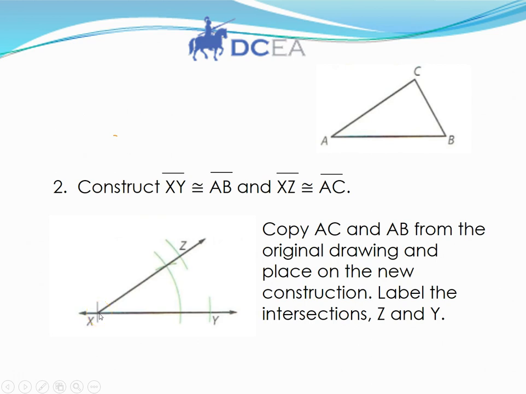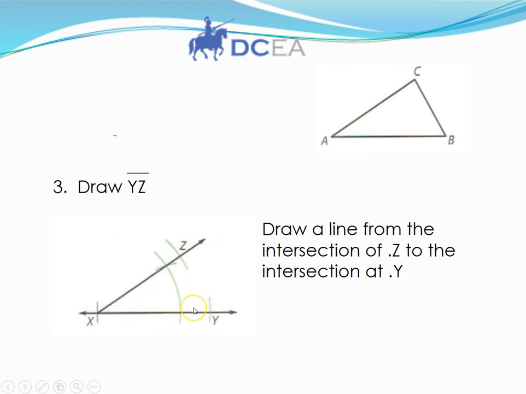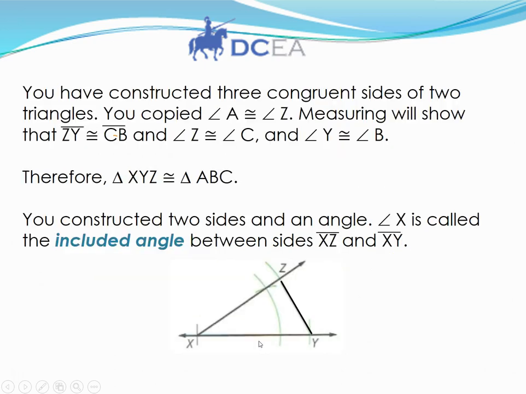In this case, angle A was copied to angle X, and AC becomes XZ, and AB becomes XY. Then we draw a line YZ, from the intersection of Z to Y to complete our triangle. We've constructed 3 congruent sides of 2 triangles. We copied angle A congruent to angle X.